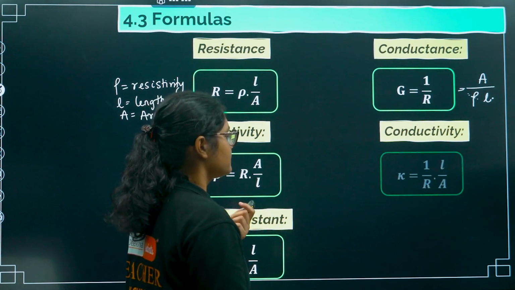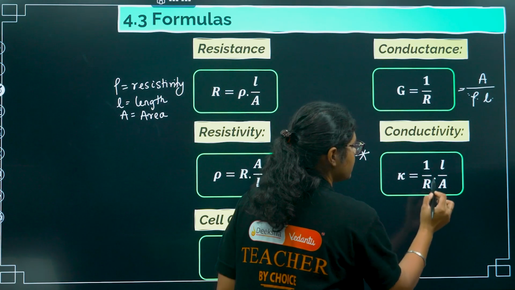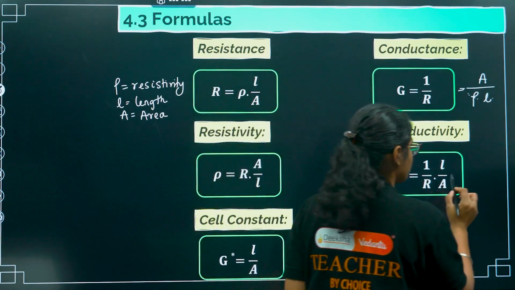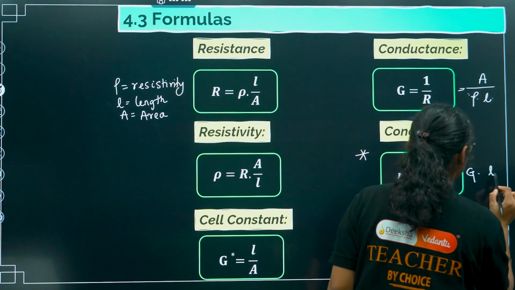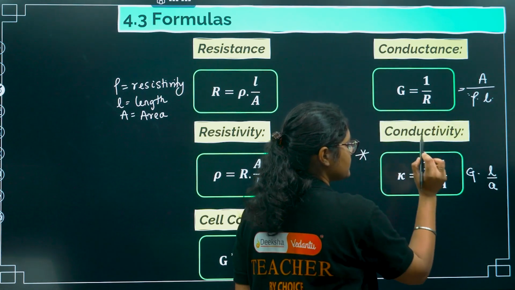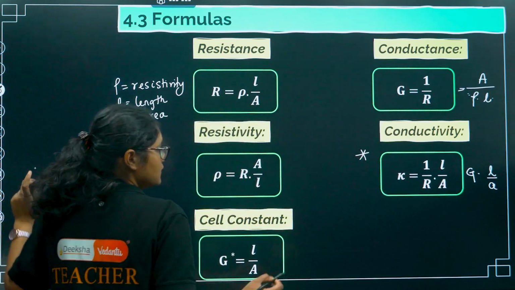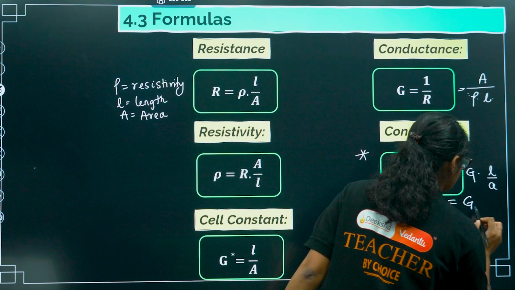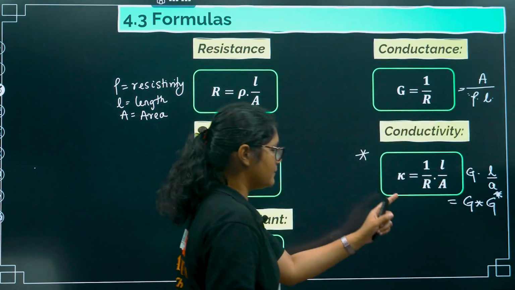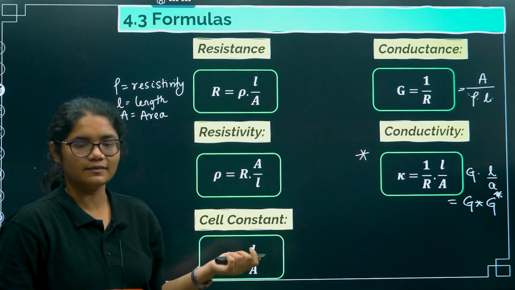Conductivity is your kappa. This is a very important formula. This formula you must remember. Kappa is equal to 1 by R into L by A. So can I write 1 by R as conductance? So this formula can be written as G into L by A, where 1 by R is G, and L by A is the cell constant. So I can write it further as kappa equal to G into G star. L by A is G star and 1 by R is G. So you can write it in this way also.